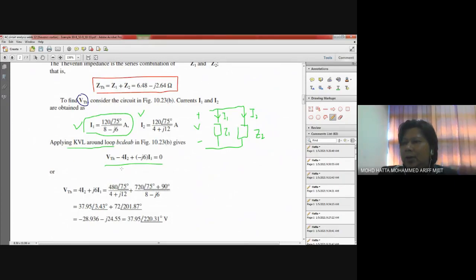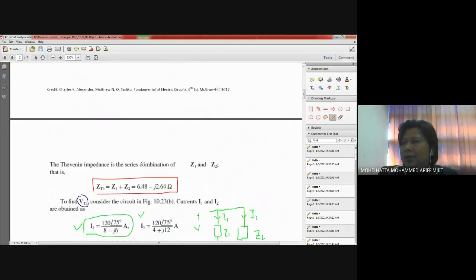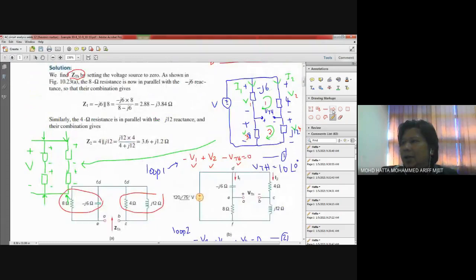Okay, if you look at the solution, it just uses one equation over here. If I'm not mistaken, this is 4 minus J6. Okay, it uses the first loop. So it uses this equation over here.